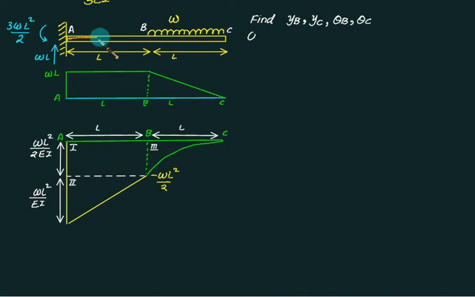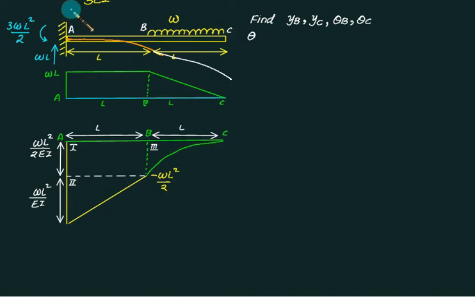I will get this line first up to this point, and then I have a different slope for this line because the elasticity of this area is different from this area. So I will continue the same figure. Exactly at this point I will start with another curve like this. So this deflection is what? YB, and this deflection is what? YC. So first of all we will calculate theta B.